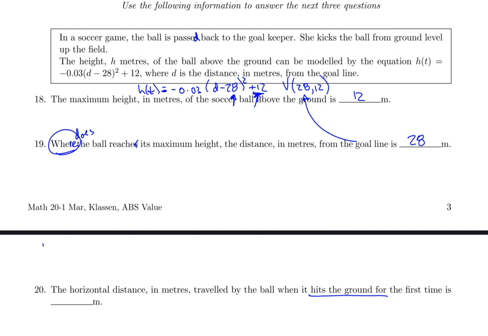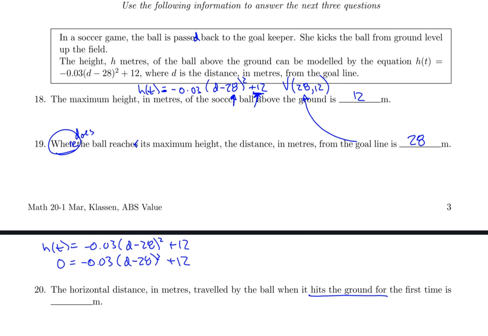Now, what that means is, here's my function, negative 0.03 (d minus 28) squared plus 12. I want to figure out where does this thing go to 0? What is its x-intercept? I can do this on the calculator without too much problems, but I can do this algebraically as well. I can just manipulate this, and it's not too bad.